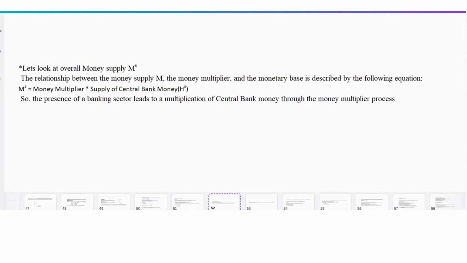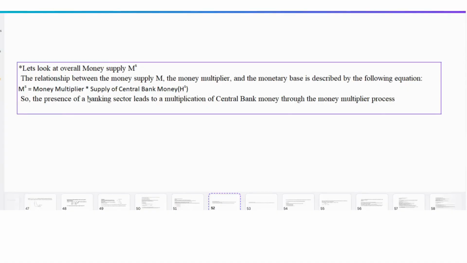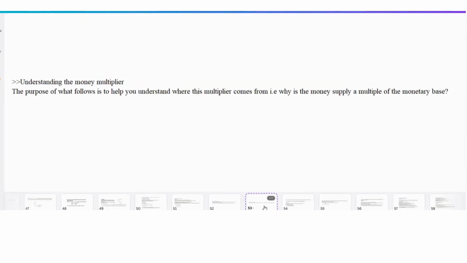Now, overall money supply is given to us as the money multiplier times the supply of central bank money. Now, the idea is this: when you have a banking sector, the central bank perfectly controls the supply of central bank money, and the presence of the banking sector leads to the multiplication of central bank money through the money multiplier process. Now, what is this money multiplier? Let's try to understand where this multiplier comes from. Why is the money supply a multiple of the monetary base?